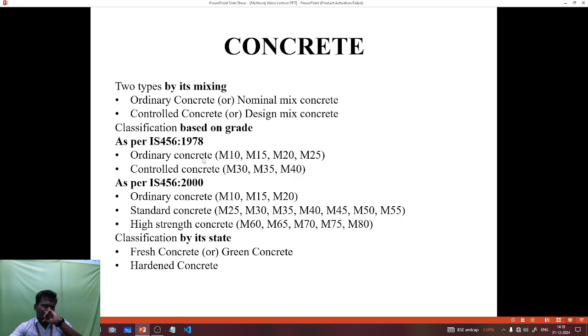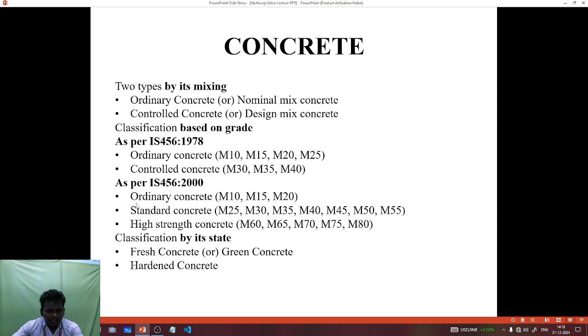And as on our first slide, we have described that M25, by arbitrary process, has a ratio of 1:1:2, M20 is 1:1.5:3, M15 is 1:2:4, and M10 is 1:3:6.